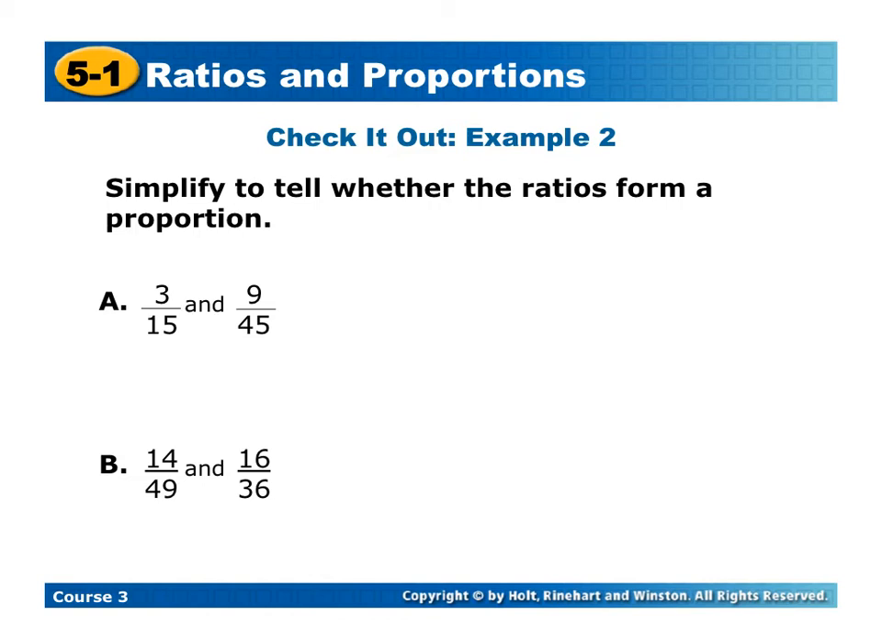Alright, so now it's your turn. Go ahead and try these two out by simplifying the proportions. So 3 and 15 are both divisible by 3, which gives us 1/5. 9 and 45 are both divisible by 9, which also gives us 1/5. So these are in fact proportional. 14 and 49 are both divisible by 7, which gives us 2/7. 16 and 36 are both divisible by 4, which gives us 4/9. Since these two are not equal, they are not proportional.